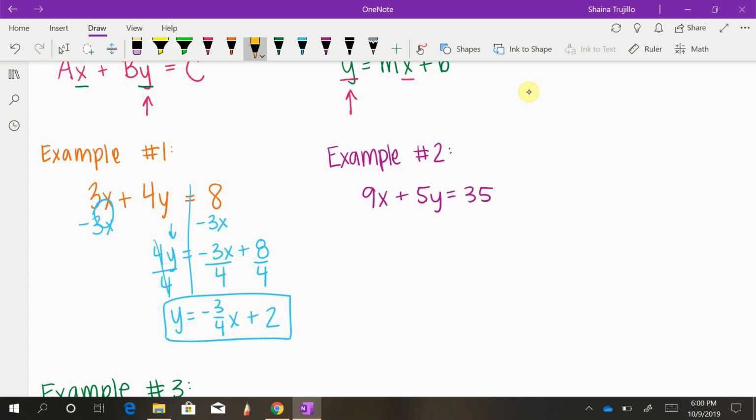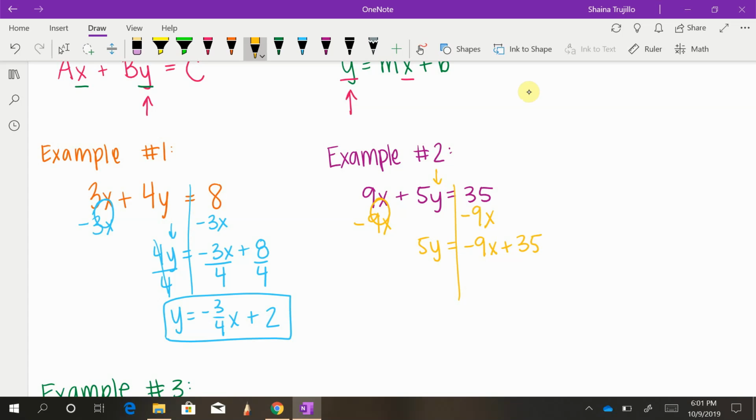Here we have 9x plus 5y is equal to 35. I'm going to draw my line just so that I remember what I do to one side, I have to also do to the other. Now remember, I'm isolating this y, so I want to move everything that is not that y over to the other side. I'm going to start by subtracting 9x from each side. So now I'm left with 5y equals negative 9x plus 35.